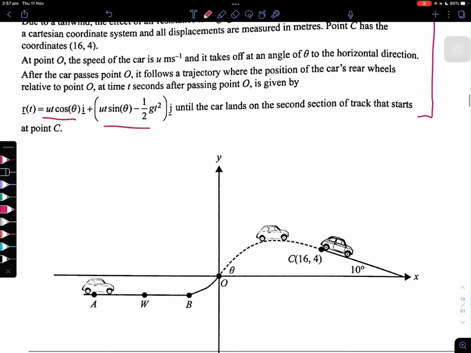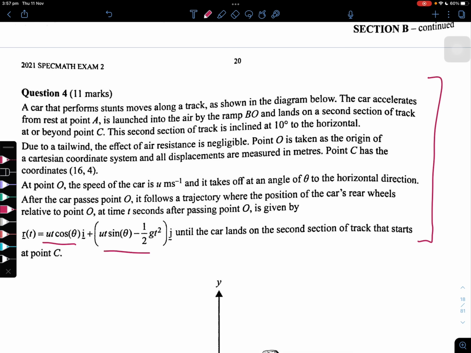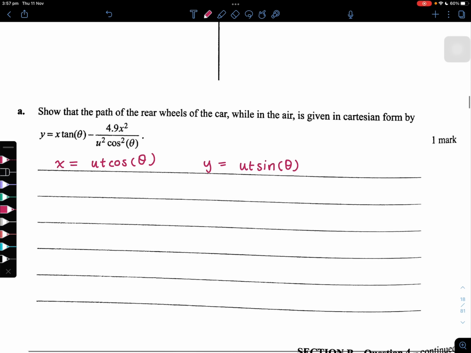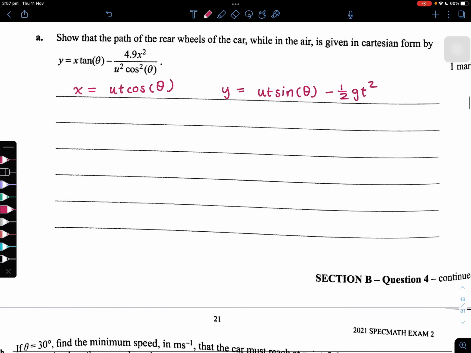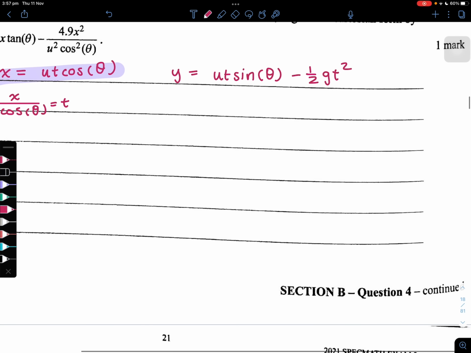And we also have y equals this mess: u t sine theta, take half g t squared. Okay, now let's solve for t here in this left equation. Solving for t gives us x on u cos theta is equal to t. Now we can sub that into this equation here.